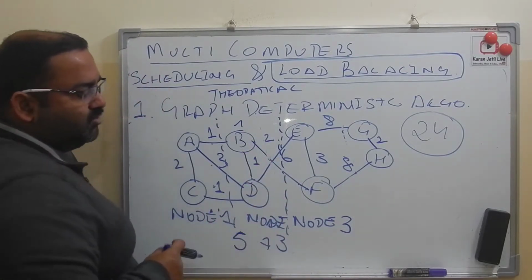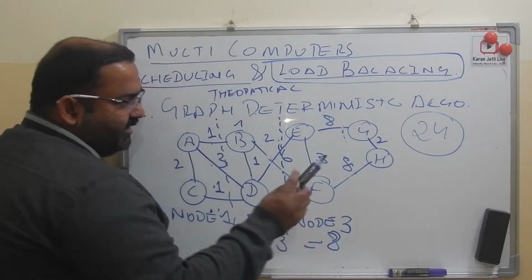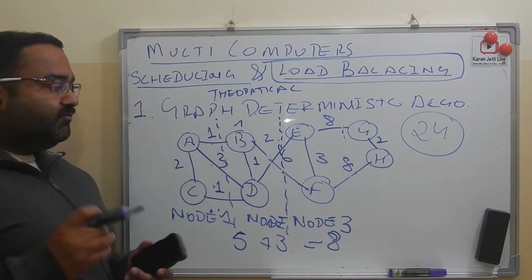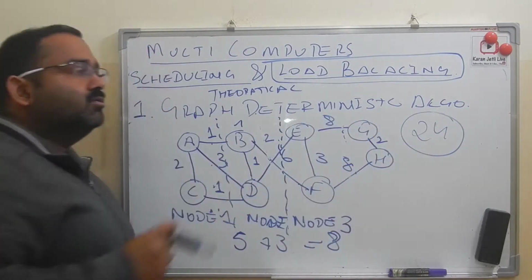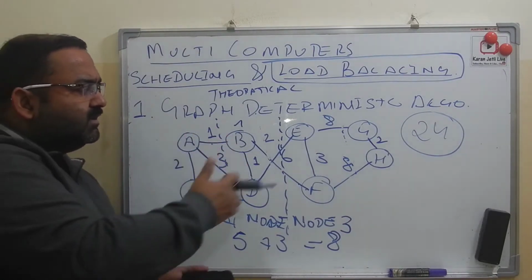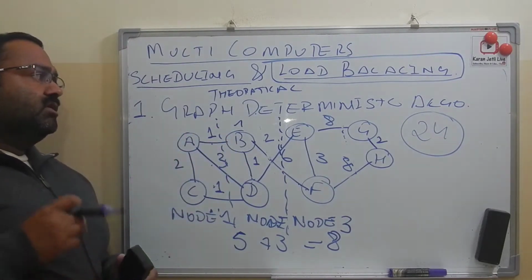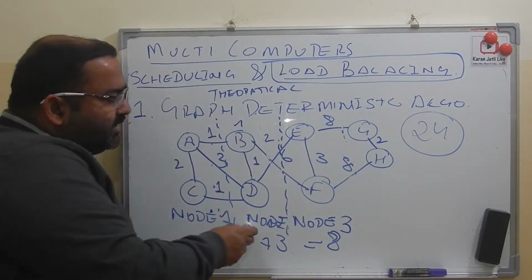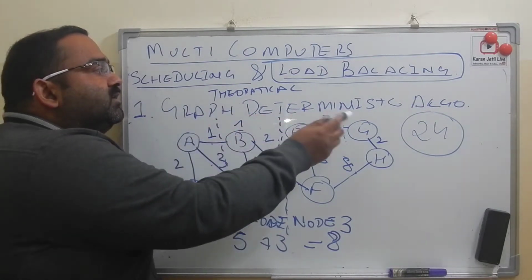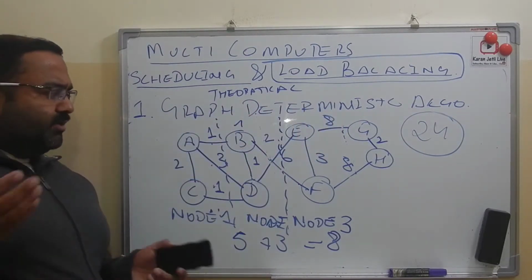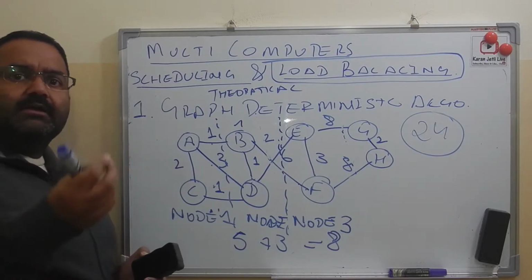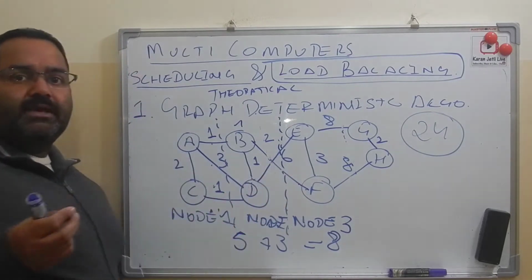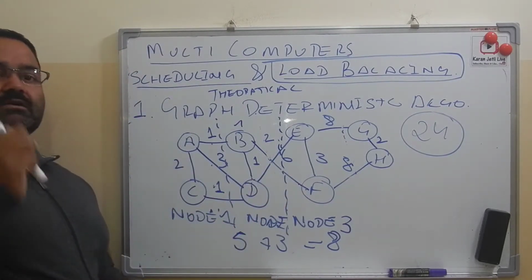Okay, so total how much communication? Again, 8. So this type of allocation to the different nodes again reduces the internode communication. The algo in which we use a graph and then calculate the internode communication is called graph theoretical deterministic algos. I hope you understand it, guys. The basic idea is that the communication between the different nodes should be minimized. Okay, that was the first approach.